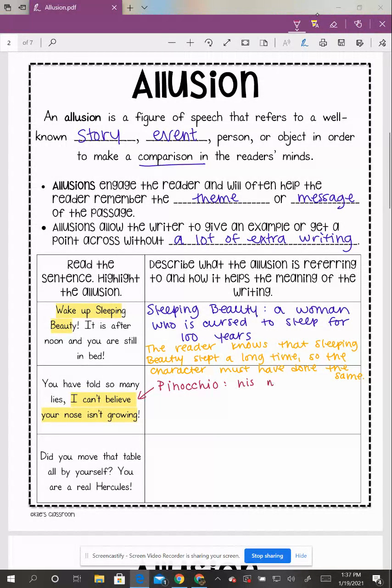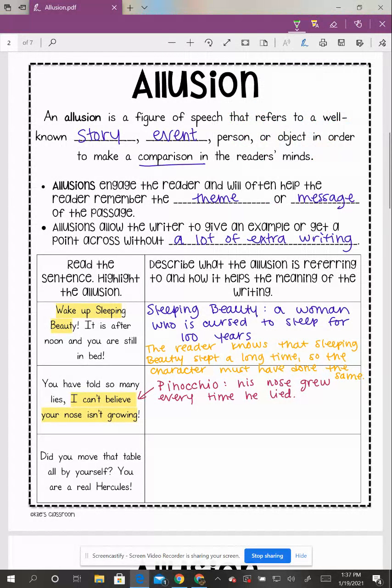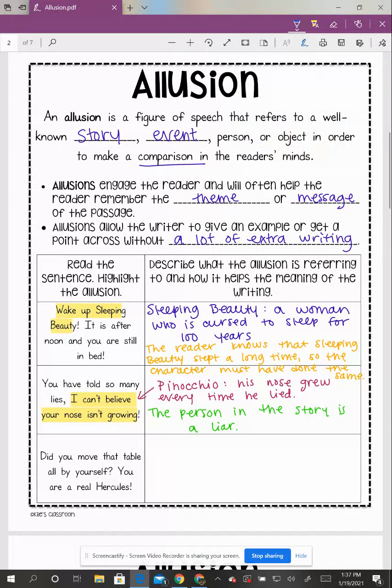His nose grew every time he lied. So what does that mean about the character in the story? Well, if I'm comparing it to the character, basically all I'm trying to say is the person in this story is a liar. Allusions simply make it a little more fun.